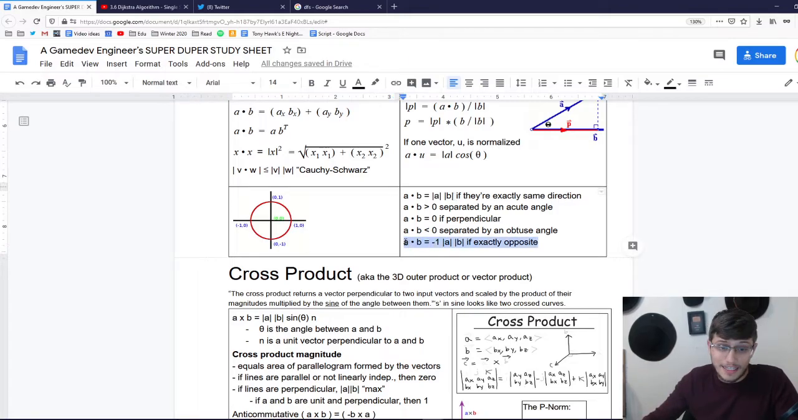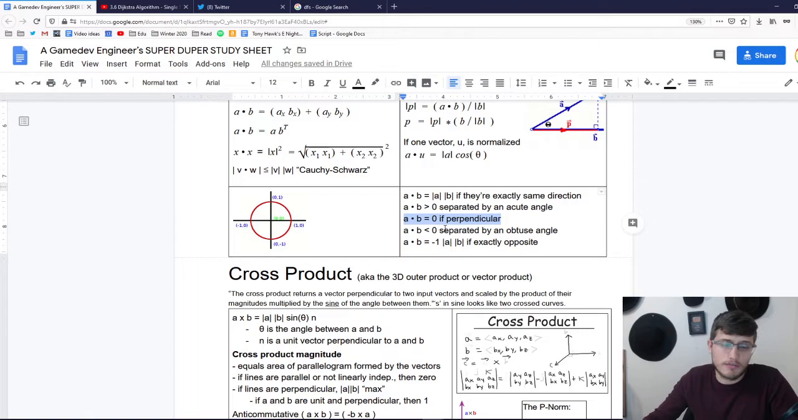Now, what's the least value represented by the x? What's the least x value represented by this red circle? It's going to be this point over here, right? So essentially, it's if A and B are pointing in the exact opposite direction and collinear, just the opposite direction. What does that mean? Well, the result is going to be -1 times the magnitude of A and B.